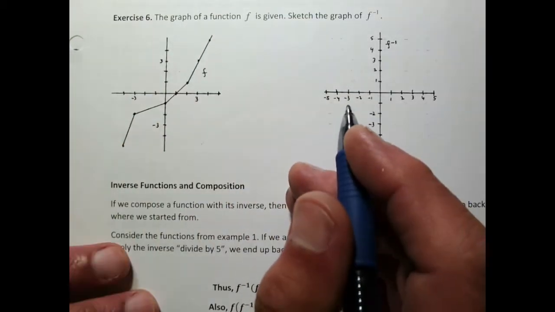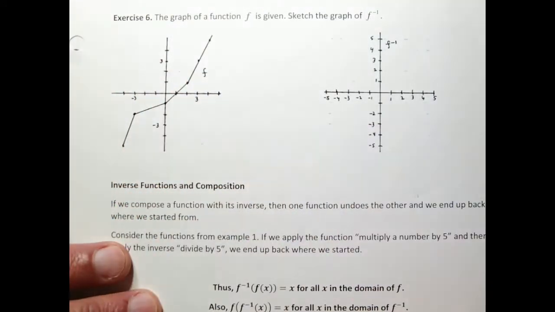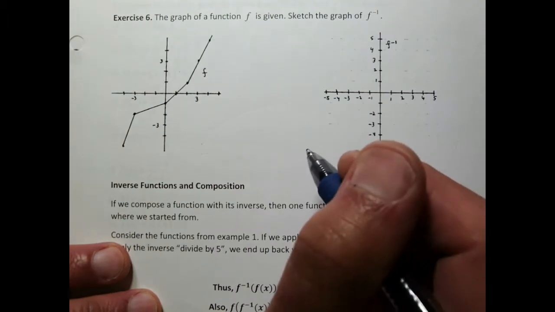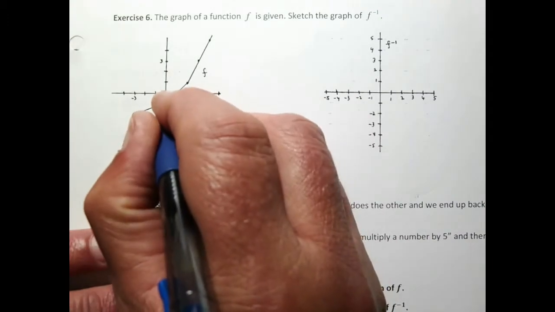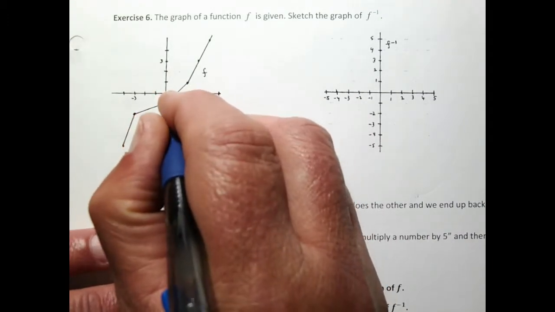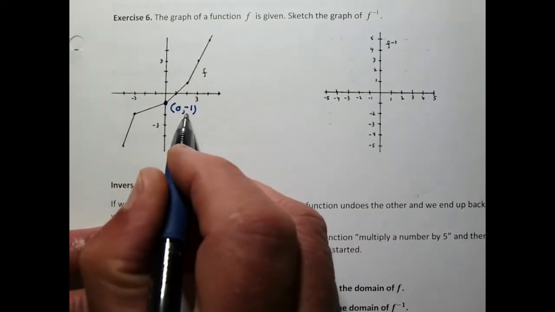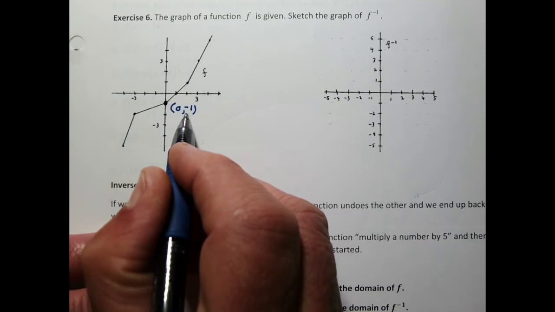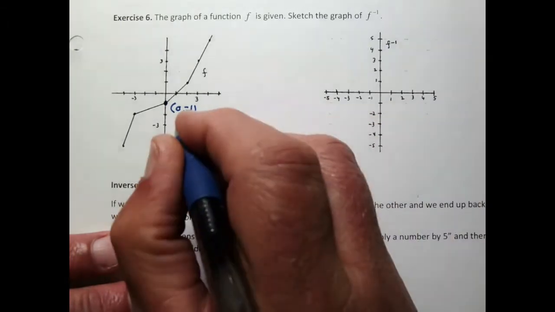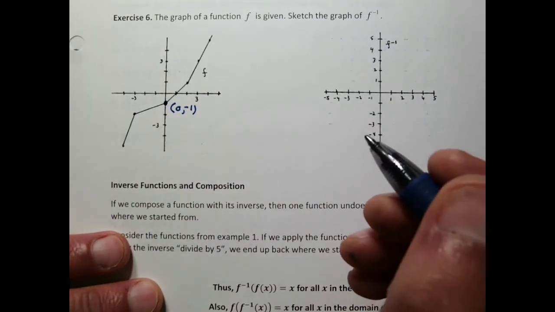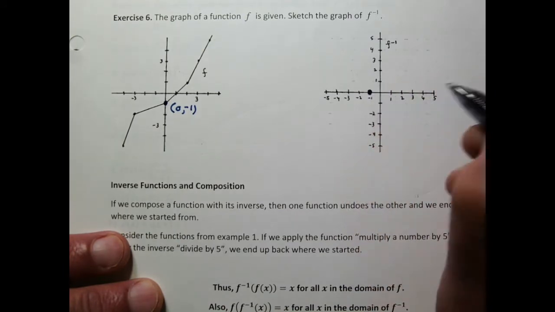Now, this is a one-to-one function, and I wish I had gotten the grid to show up a little bit better here, because you're supposed to be able to see the coordinates of these points. So, for instance, this point on the graph of f is (0, -1). If (0, -1) is on the graph of f, then just interchange those coordinates: (-1, 0) must be on the graph of f inverse. So that's right here. There's (-1, 0).